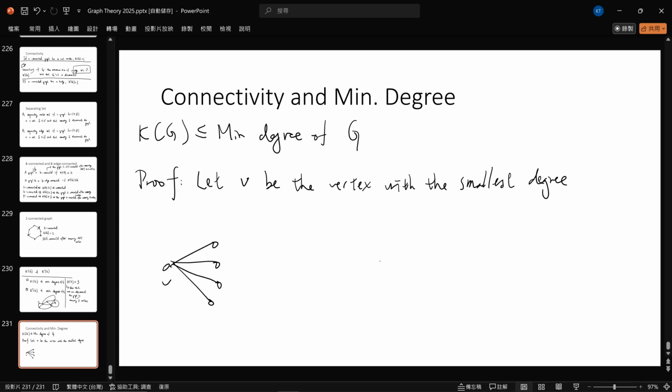the smallest degree vertex. Okay, so in this case, V has 4 neighbors. Okay. So all we have to do is to just remove every neighbor of V.